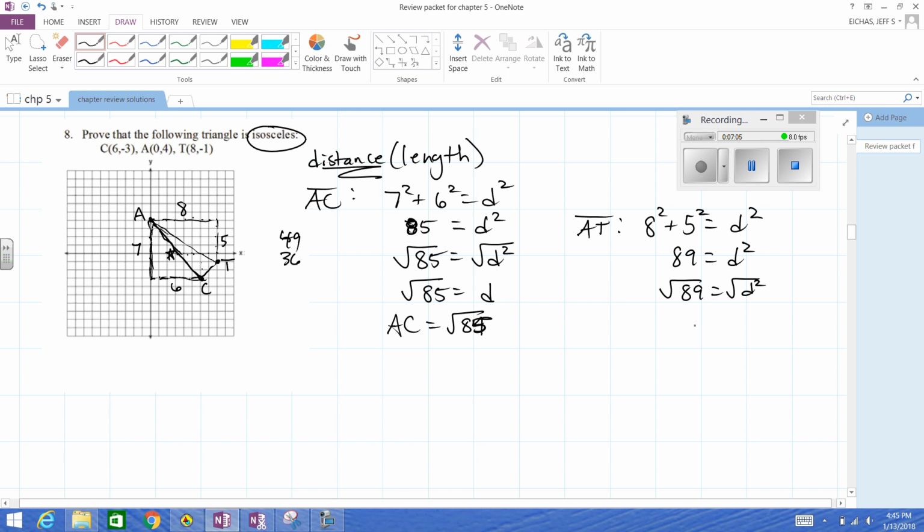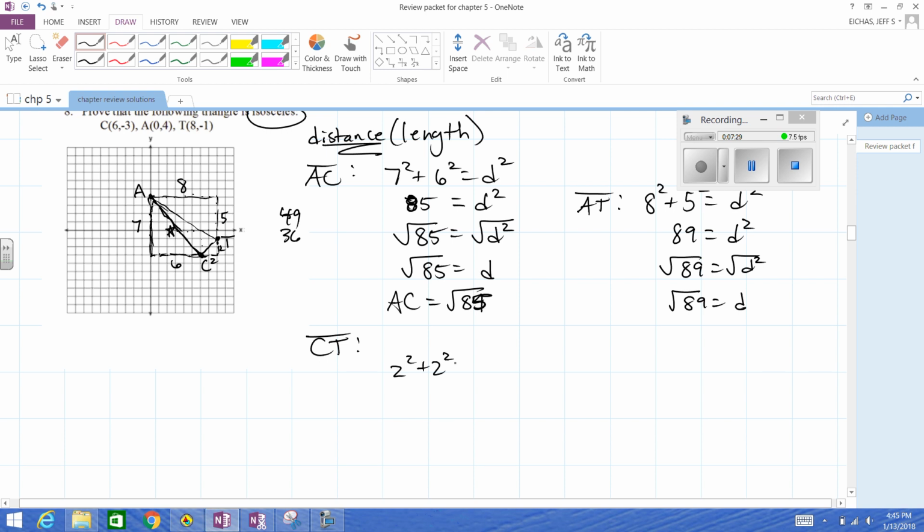So, these are not the same. It says prove that it's isosceles. Okay, did I do something wrong here? It is not isosceles, because there's no way CT. I'll go ahead and calculate CT. Okay, we got 2 and 2. There's no way that's going to work. But at least I've calculated it now so that I can actually speak to it. You don't want to say something that you didn't actually prove.